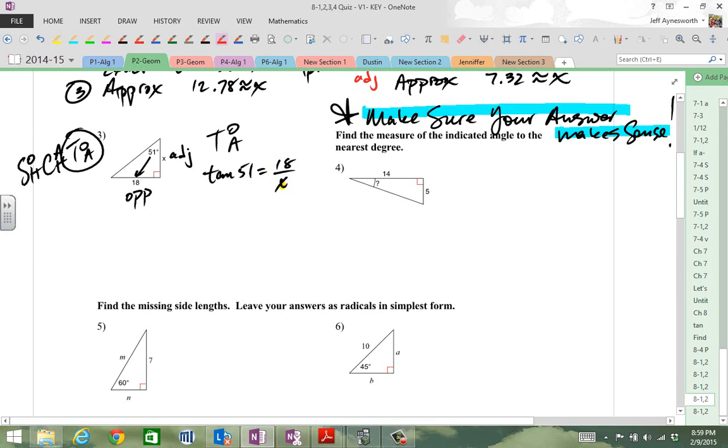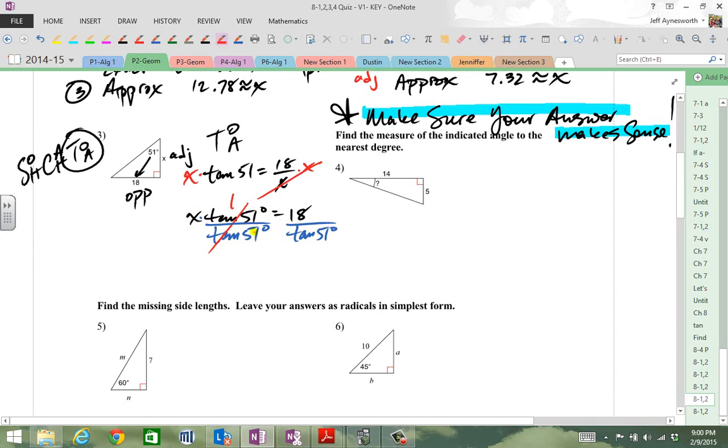Now here the denominator is x, and I don't want the variable in the denominator, so I'm going to clear the fractions by multiplying by the variable. I get x times the tangent of 51 degrees is equal to 18, and I'm still not done yet, because guess what? X is not isolated. So I do the inverse of multiplying. I divide, because in algebra you always do the inverse. So you got to divide by the tangent of 51 degrees.